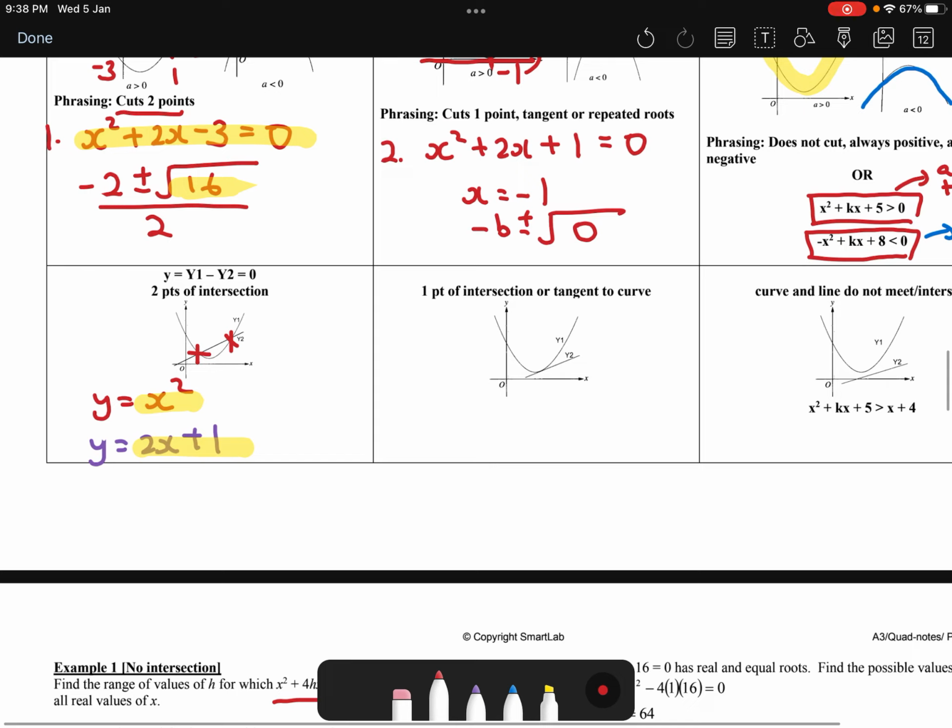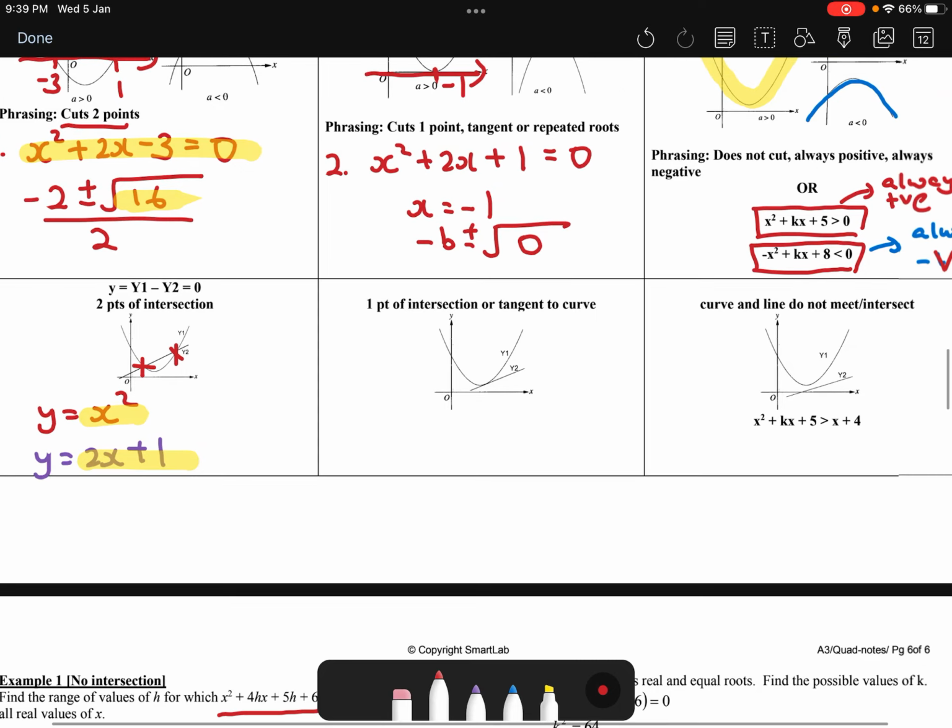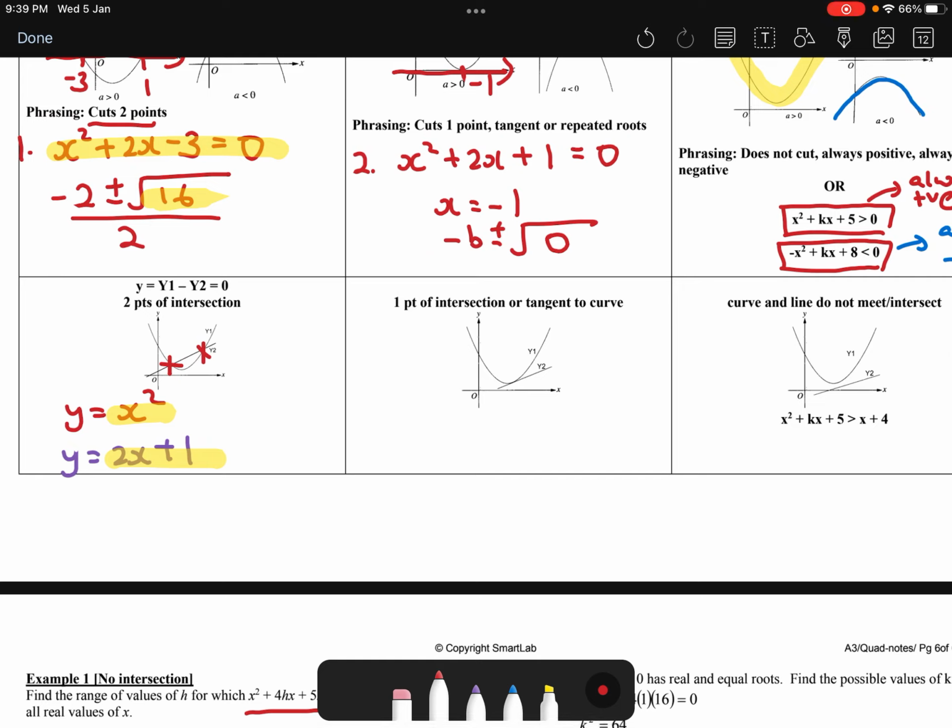So this is where, if I have two graphs intersecting at 2 points, the b squared minus 4ac will be more than 0. What if the two graphs intersect at only 1 point? Then b squared minus 4ac will be equal to 0. Because remember, if whatever is inside the square root is 0, I will only have one answer, and the one answer corresponds to where they intersect.